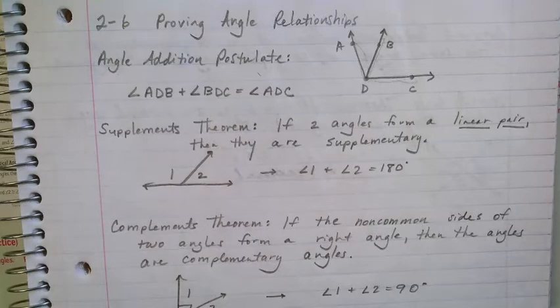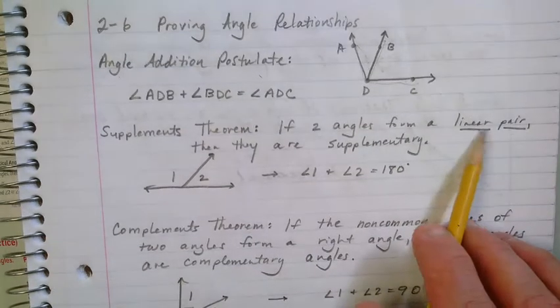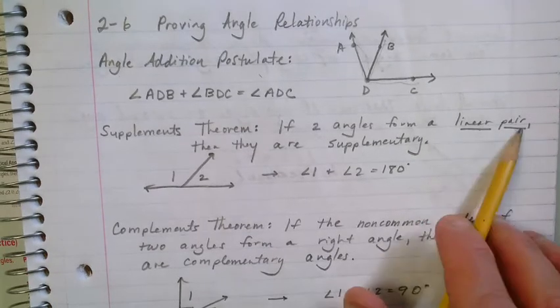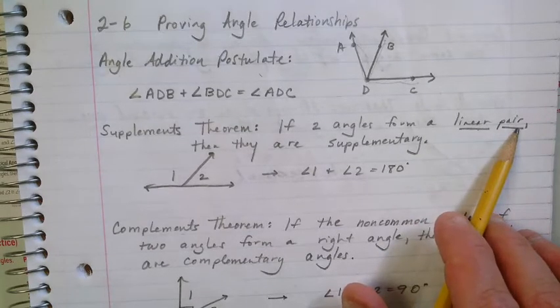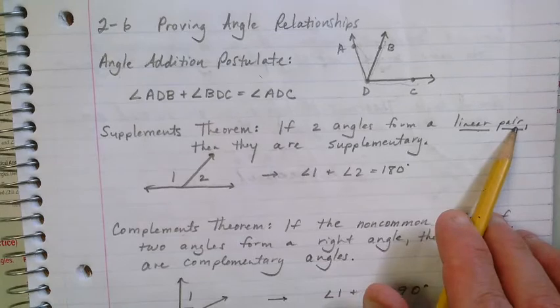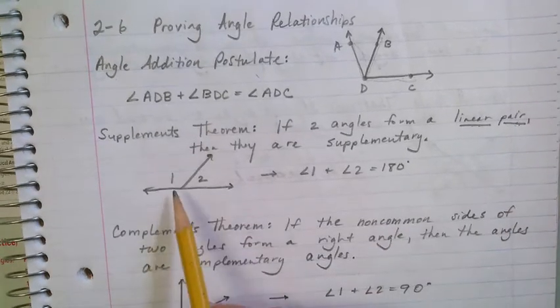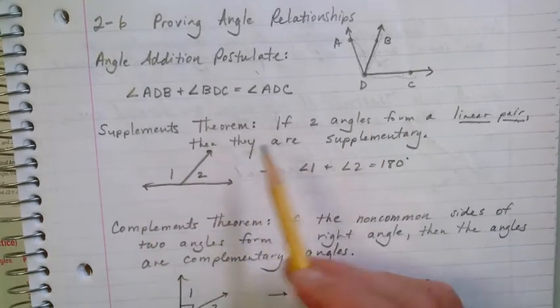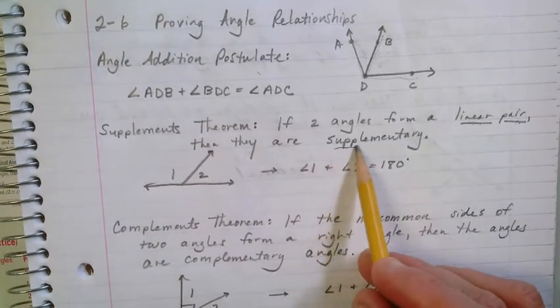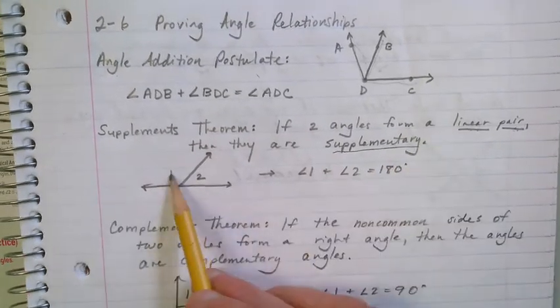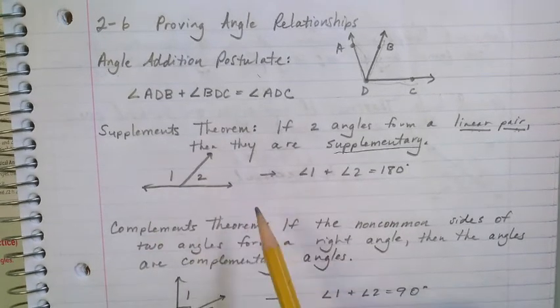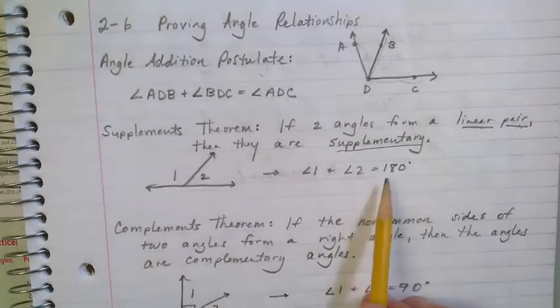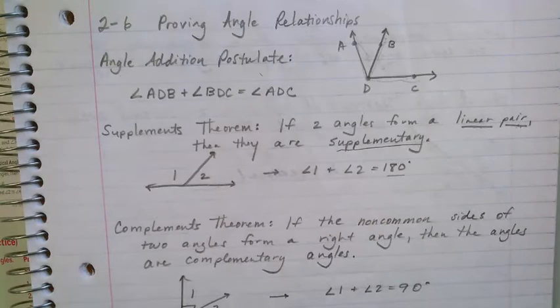We have what's called the supplements theorem, and it reads this. If two angles form a linear pair, now what is a linear pair? Remember, it's a pair of adjacent angles that form a straight line. So as you look here, I drew that out. I've got a linear pair between two angles. Then they are supplementary. Well, you already knew that, right? You already knew they were going to be supplementary because they formed a straight line. But whenever you see this, I need you to be thinking 180 degrees. That is called the supplements theorem.